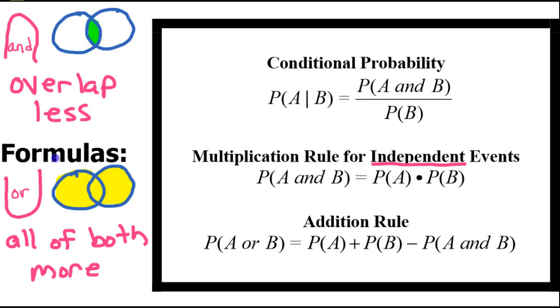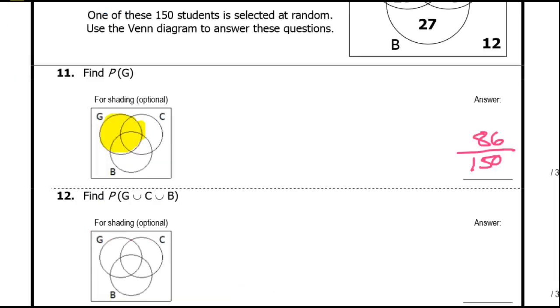So remember, when we're doing an OR problem, it's all of both, but in this case it will be all of all three. So shading this little model down here, it's going to be all of all three of these like this. Forgive my coloring job. So that's what we're doing.